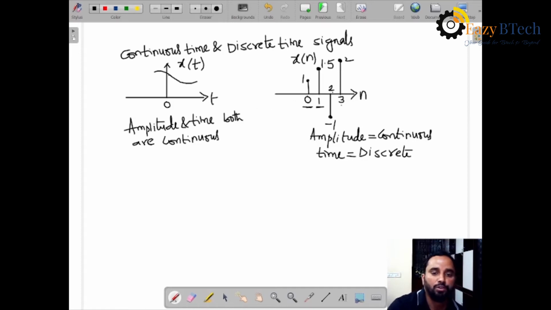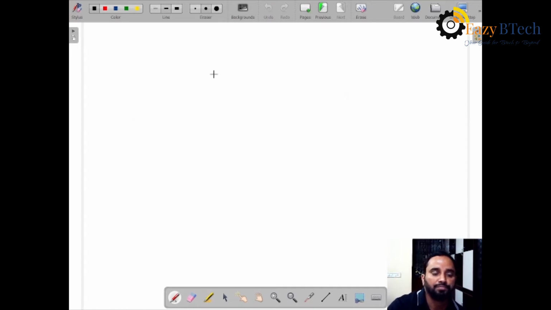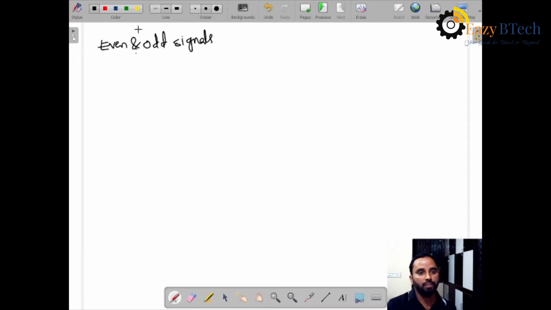Next, we go to another classification: even and odd signals. Even signals we can also call symmetric signals. Odd signals are also called asymmetric signals.